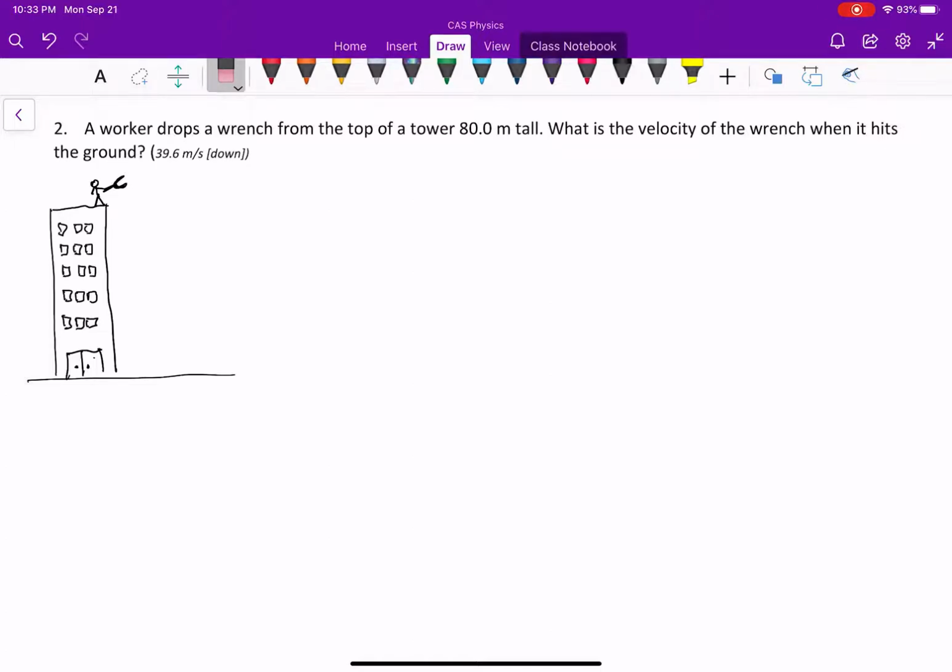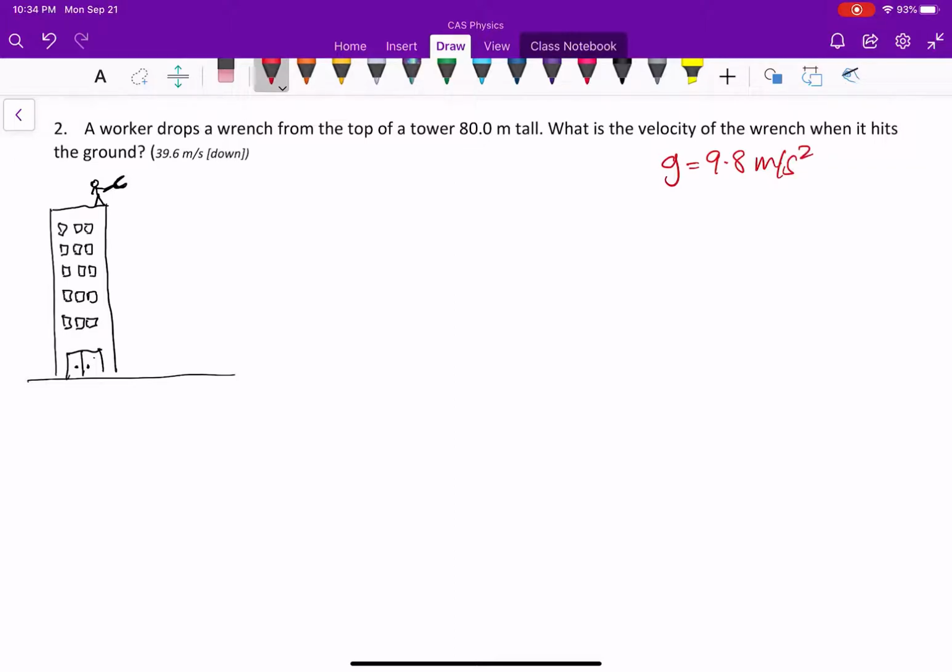In this question, we're going to rely on our knowledge of the acceleration due to gravity. When an object is falling freely through the air, that means it's not being acted on by anything else other than the Earth pulling it towards it. The acceleration due to gravity is 9.8 meters per second squared, or 9.8 meters per second per second.